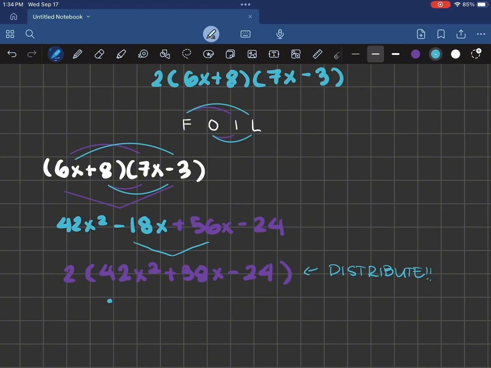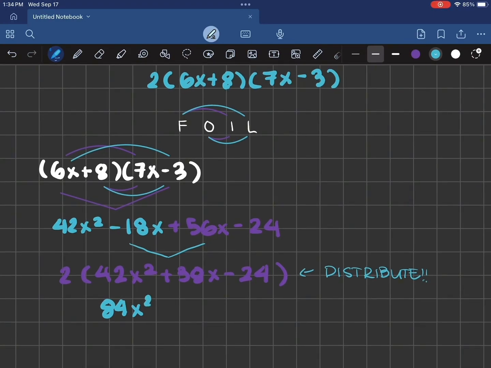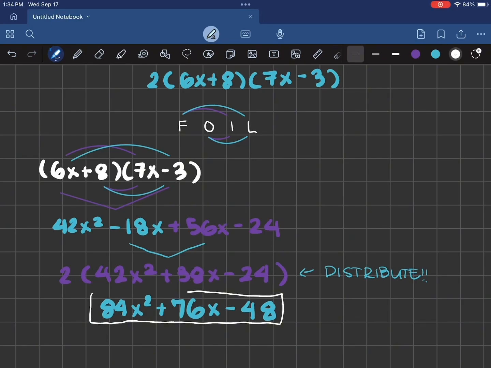And it's not finished yet. We have to multiply each digit by 2. 2 times 42x squared is 84x squared. 2 times 38 is 76x. And 2 times negative 24 is negative 48. So the final answer is 84x squared plus 76x minus 48.